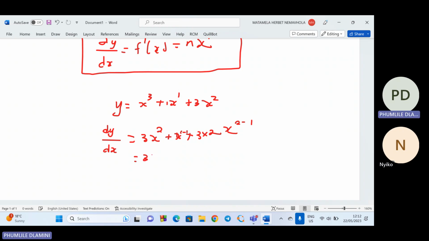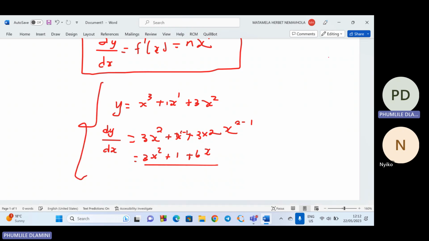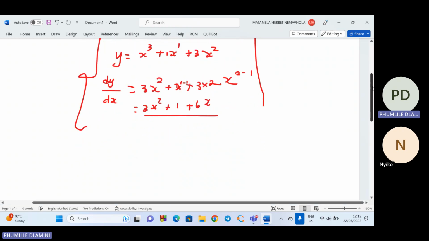The answer is going to be 3x squared, then plus 2 times 3, which is equal to 6x, because 2 minus 1 is 1. Then the answer is the derivative. So you know, it's a polynomial. That's the polynomial degree; this is how a polynomial behaves when we differentiate it.